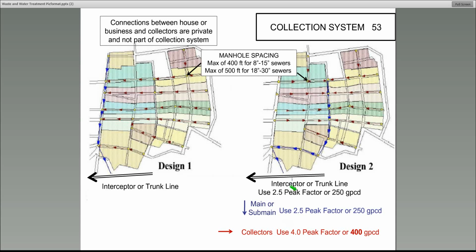For interceptor or trunk line, you use a 2.5 peak factor or 250 gallons per day. For a main or sub-main, 2.5 peak factor or 250. And for collectors, you use 4 for a peak factor of 400.